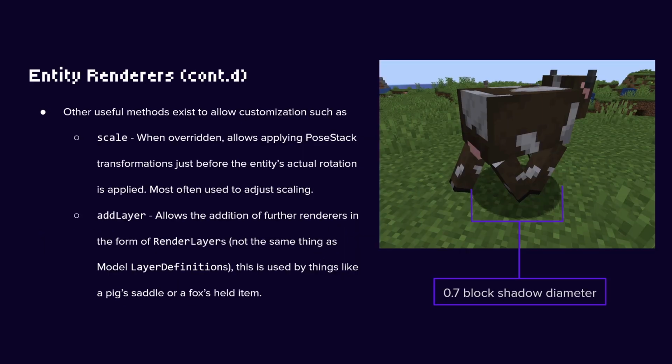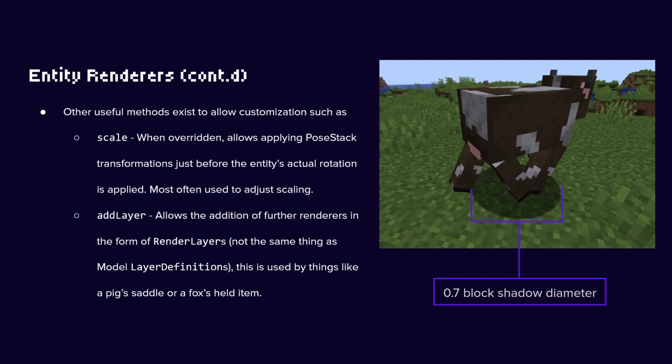So entity renderers also have a few other useful methods, like scale. Scale lets you apply OpenGL transformations right before the model is actually rendered. Most of the time it's used for scaling, which is why it's called scale, if you want to make something twice as large or something like that.